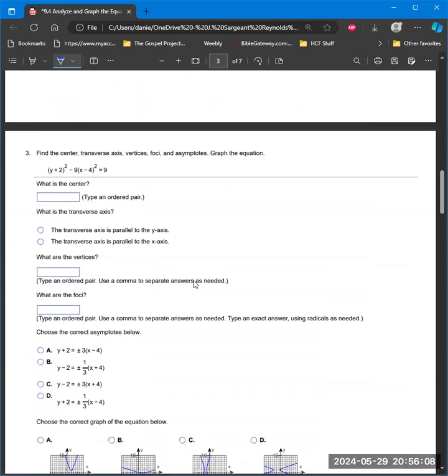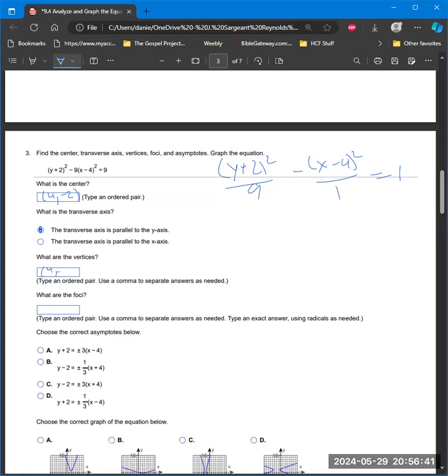All right, let's take some algebra steps to get this equal to 1 first. (y + 2)² / 9 − (x − 4)² / 1 = 1. So this is centered at (4, −2). The transverse axis is parallel to the y-axis this time, since the y piece is positive, and the vertices are going to be at plus or minus 3 in the y direction.